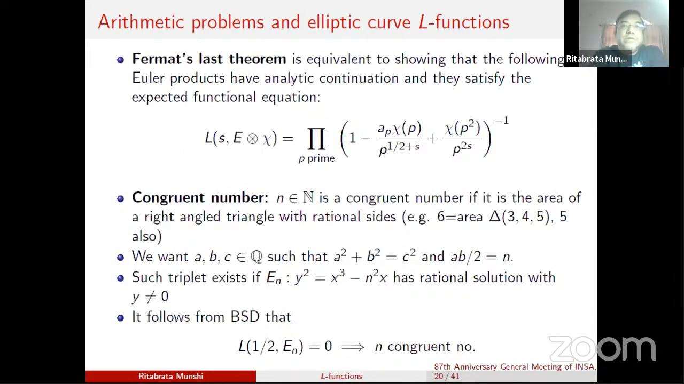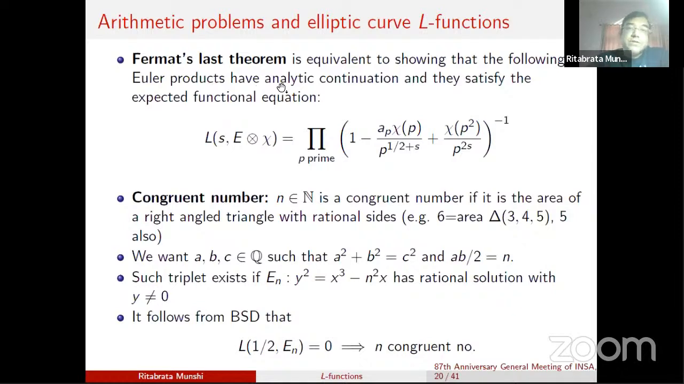Okay. So how are these elliptic curve L functions important? How are these related to arithmetic problems? Like Fermat's last theorem, for example, can be shown to be equivalent to showing something about this type of L function. So you take the elliptic curve and twist by chi. Here chi is a Dirichlet character, and twisting by chi means looking at this Euler product. So you have a_p by p to the power half plus s and 1 by p to the power 2s, but now you twist by chi(p) and chi(p) squared. And if you are able to show that all these Euler products have analytic continuation and functional equation, which are the analytic properties of this L function, then you'll be able to prove Fermat's last theorem.